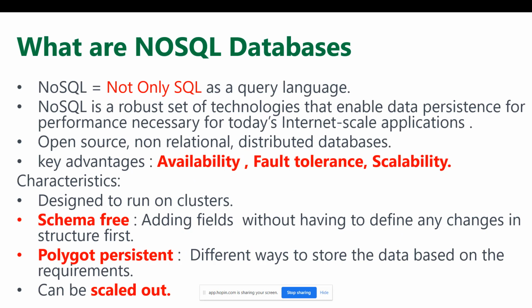So NoSQL means not only SQL. It means that we use not only the SQL language as a query language. This is a robust set of technologies that will enable us to store data with the performance we need. It's all about open source, non-relational, distributed databases. The key advantages are, of course, availability, fault tolerance, scalability. NoSQL databases are schema free. They usually don't have any specific schema. Polyglot persistence, they have different ways to store different data, and they can be scaled out.